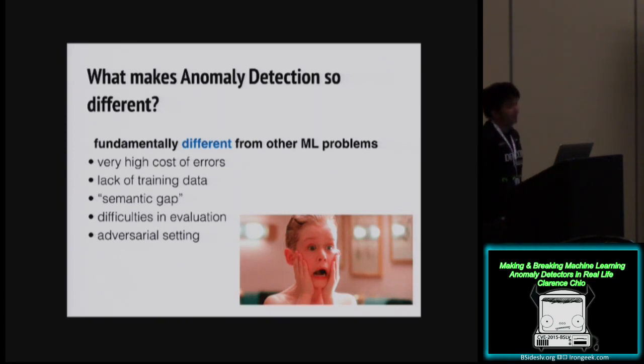Difficulties in evaluation. It's pretty hard to evaluate how effective a machine learning anomaly detector is, just because how do you know what a real attack is? Especially in the wild, it's hard to measure the accuracy of such things. And something that we'll dive deeper into today is the adversarial setting. We'll see that machine learning anomaly detectors can be pretty easily and effortlessly bypassed using poisoning techniques.